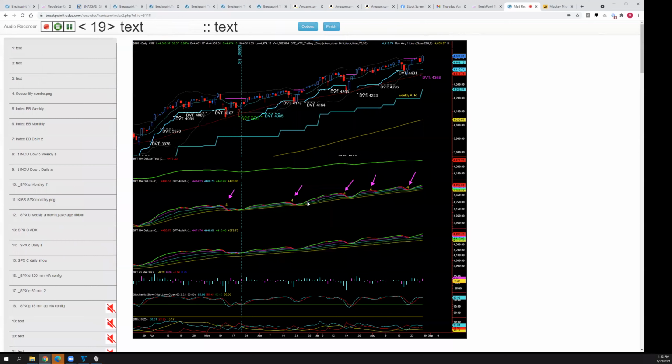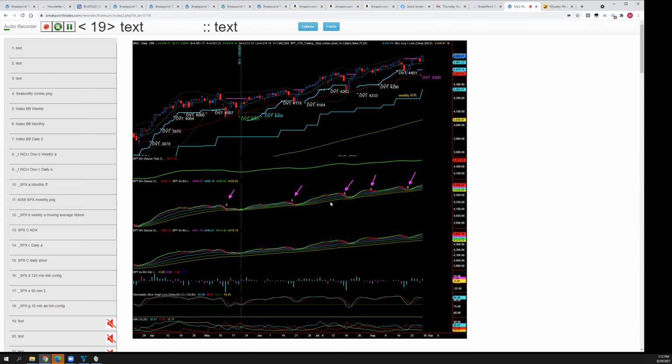Next, let's move on to the KISS charts. So first off, here's the daily KISS on the S&P 500. Notice we got a new DVT on the daily. It's actually lower than this one. So again, really not much new to say here.